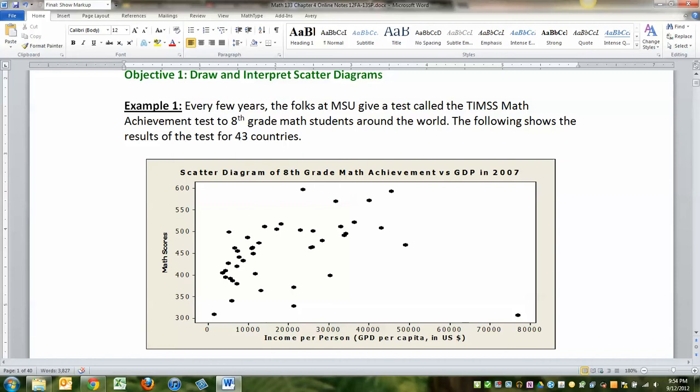So there you go. You can see, for example, we have some country that's got about 50,000, right here, for its GDP. And it looks like the math scores are around, well, I don't know, 475 or so. And then you have a whole bunch of other countries. All right, so then, let me scroll down here.